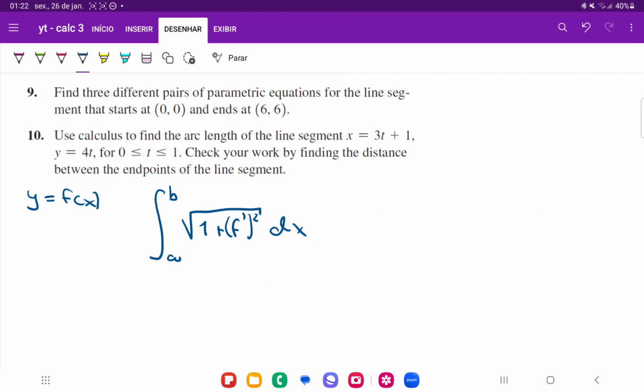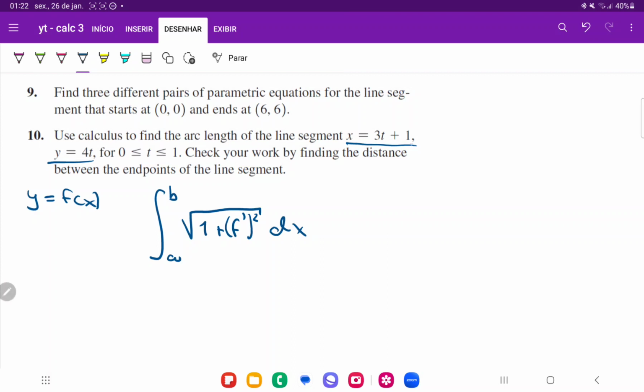So the problem here is that we don't have y as a function of x. In fact, we have the parametric equations where we have x as a function of t and y as a function of t. So what needs to happen here is we need to eliminate the parameter t so we can just have x and y and then use our formula.